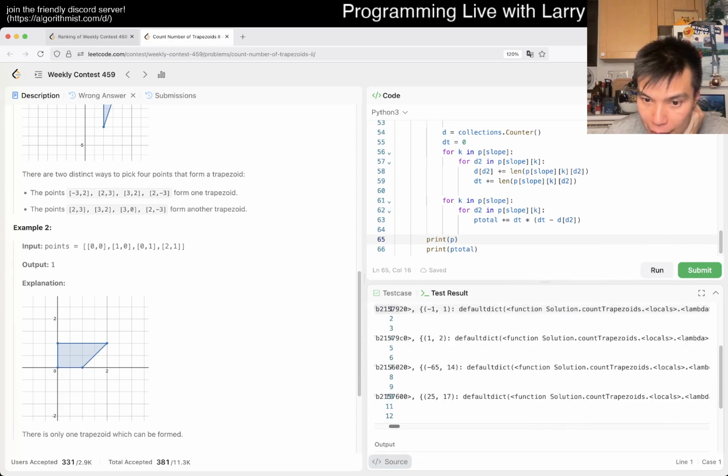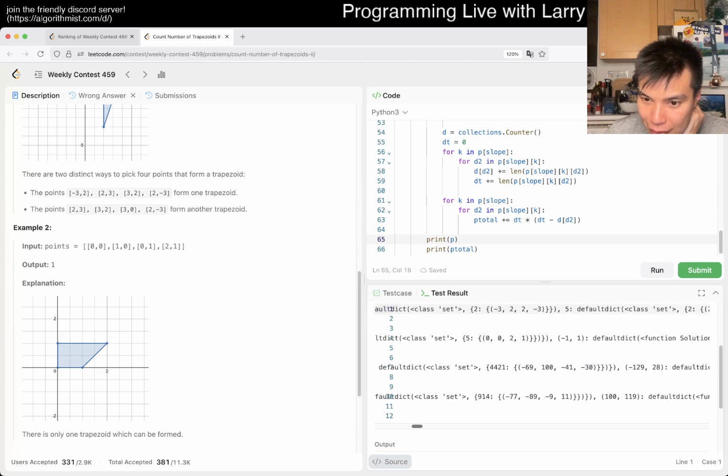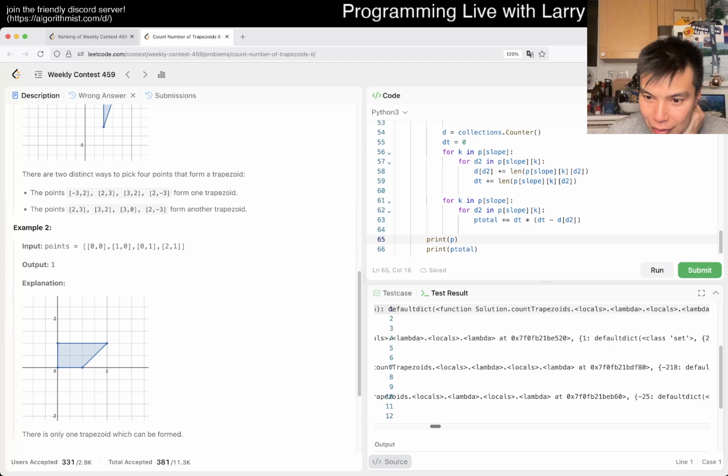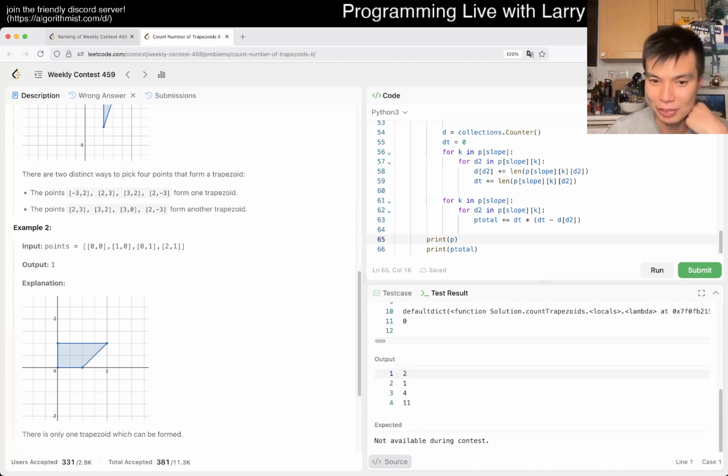Okay, we have the slope, the intercept, and then the distance, 914. Okay, I don't know which one. I mean, it's just so hard to read.